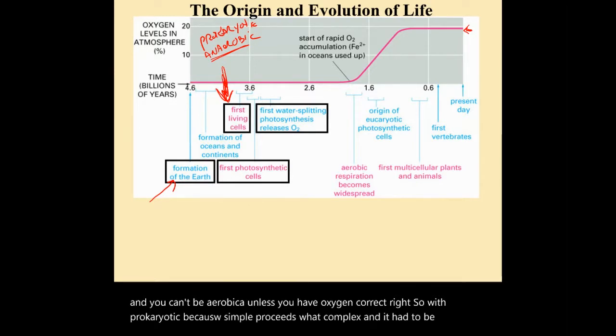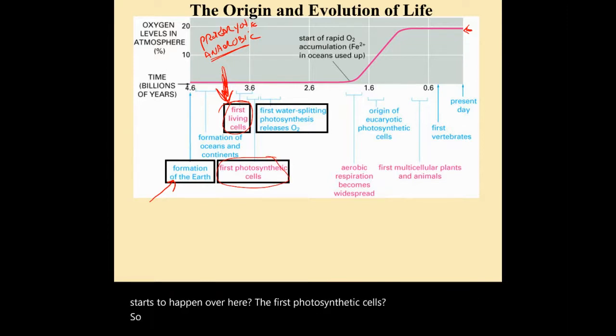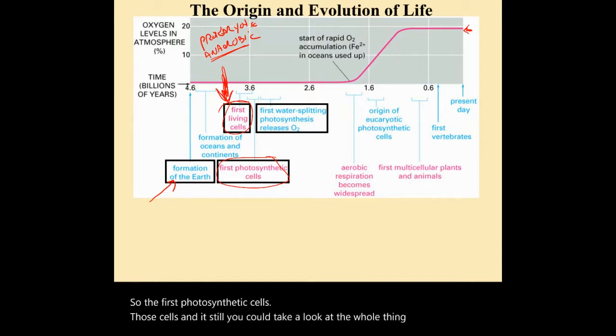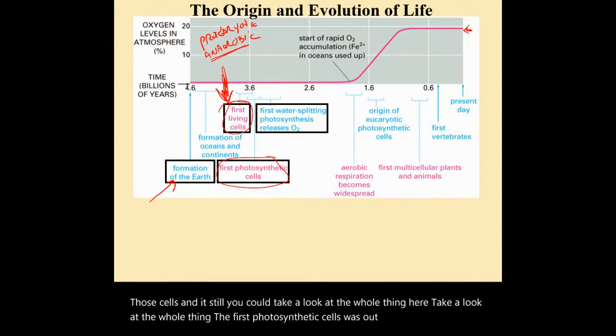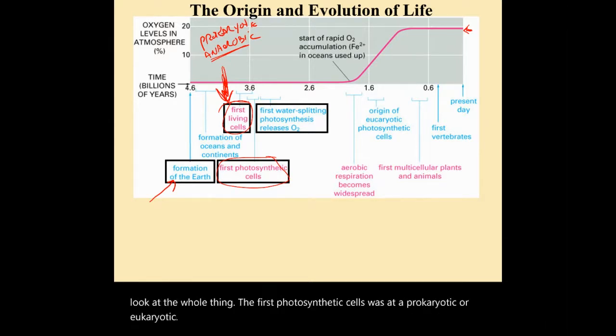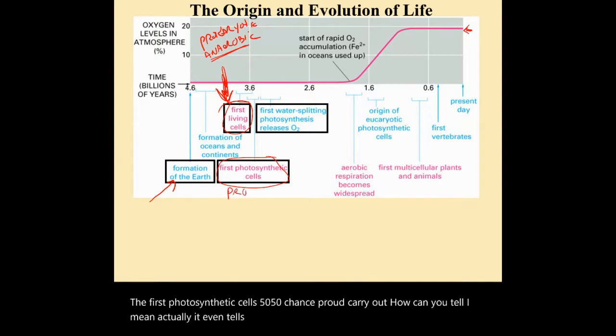Okay? And then look what happens. So right after this first living cell, what starts to happen over here? The first photosynthetic cells. Take a look at the whole thing here. The first photosynthetic cells, was that a prokaryote or a eukaryote? 50-50 chance. Prokaryote. How can you tell? I mean, actually, it even tells you. If you read everything here, prokaryotic.